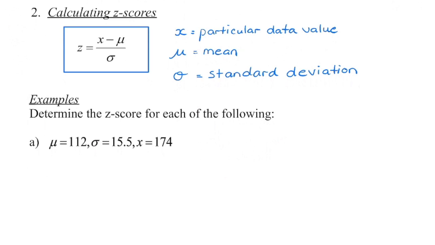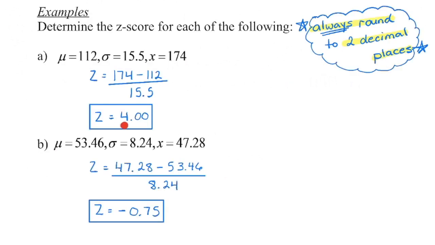Okay, so I'm going to give you 3 pieces of data and you're going to practice. I want you to calculate the z-score. A z-score of 4 tells me that on a bell curve, I'm way on the higher end of those values, beyond 3 standard deviations above. My second one, because it's a negative, tells me I'm going below the mean and I'm less than 1 standard deviation below the mean.